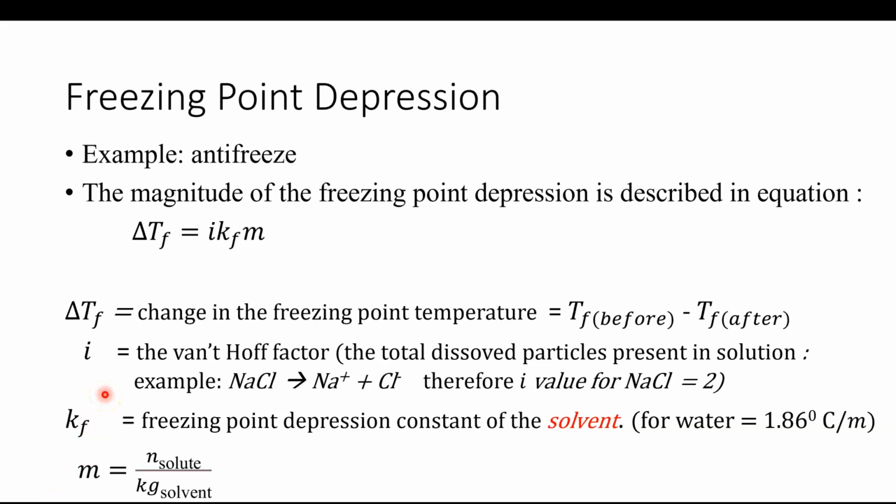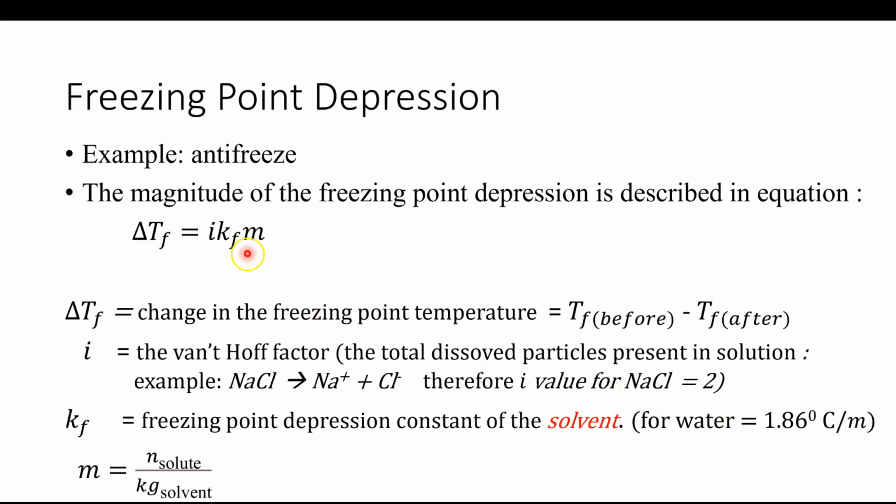Next, in this experiment, our goal is to calculate the molar mass of your solute. We're going to use sodium chloride in this case. In order to calculate that, one thing we know about the freezing point depression is that its magnitude can be described in this equation. The change in freezing point temperature equals i, the van't Hoff factor, times Kf, the freezing point depression constant of the solvent. The common solvent that we use is water, so Kf in this case is 1.86 degrees Celsius per molal, the freezing point depression constant of water.